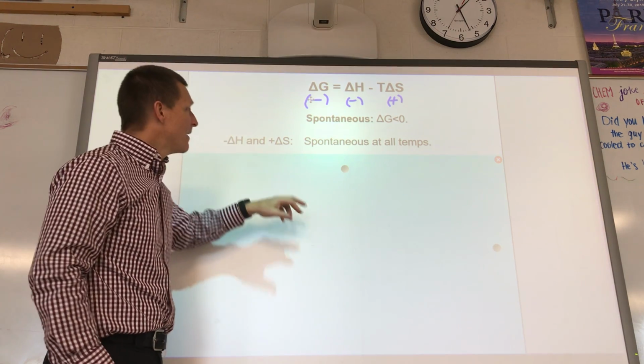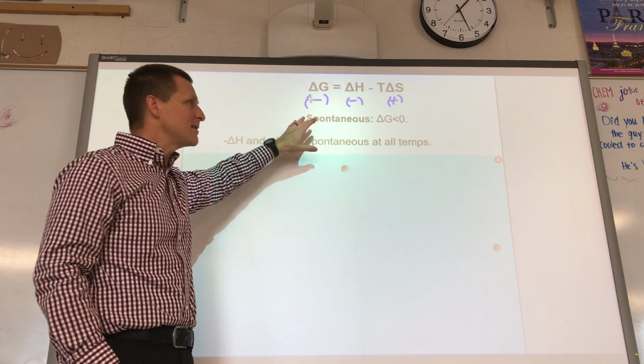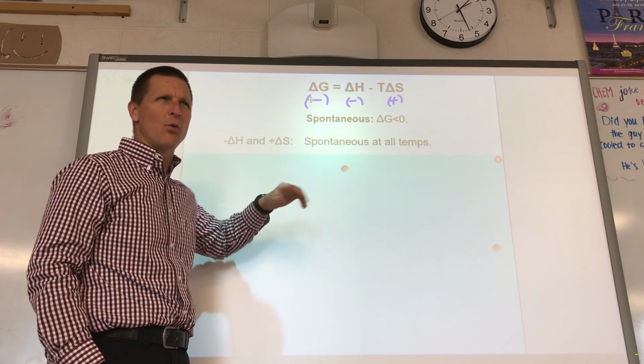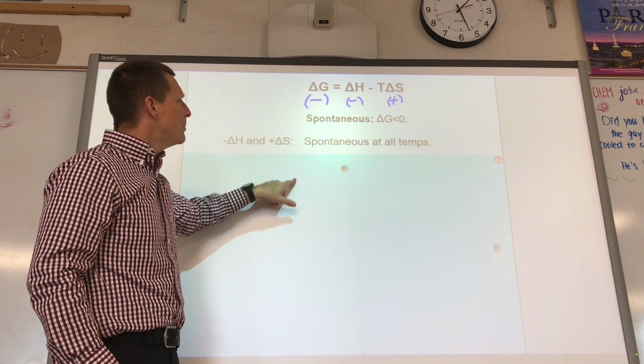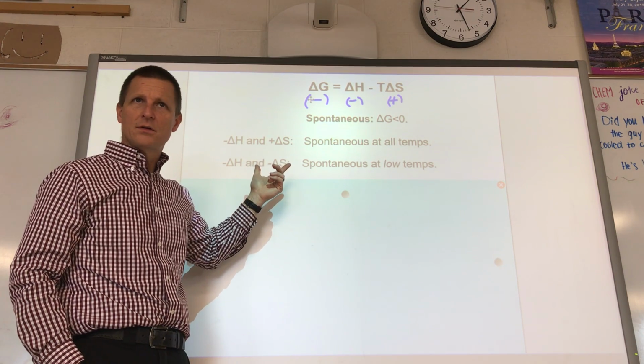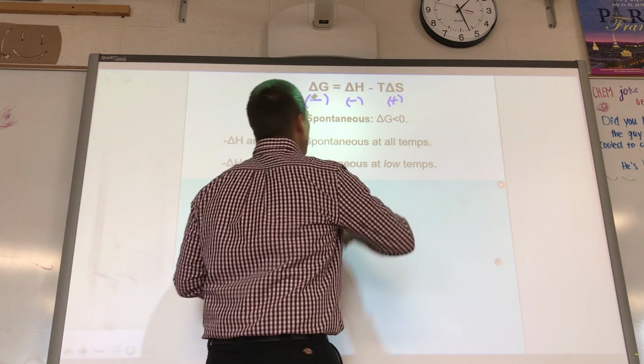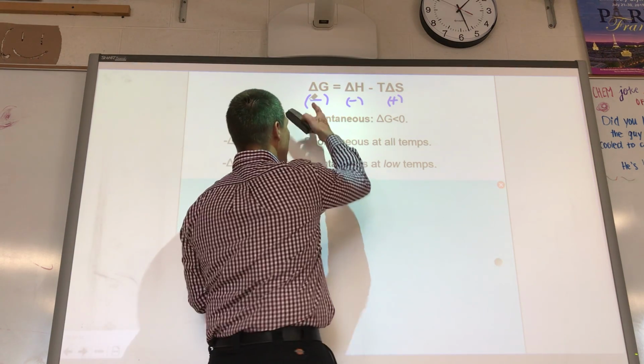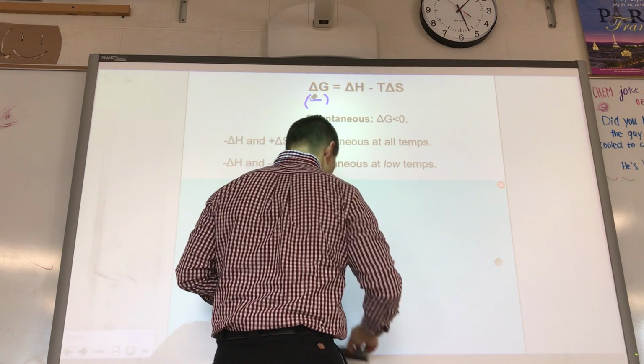However, that's great. So this explanation is going to walk you through how to do that one. Because if you have a case where they're both negative, and the question is whether it's spontaneous or not, you want to know if delta G is going to be negative.